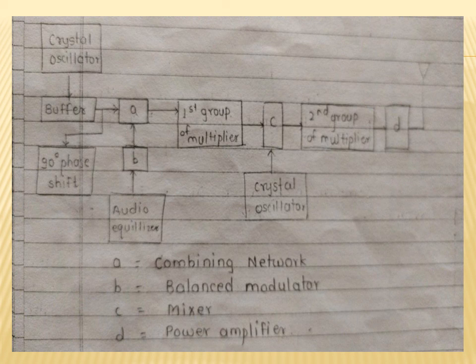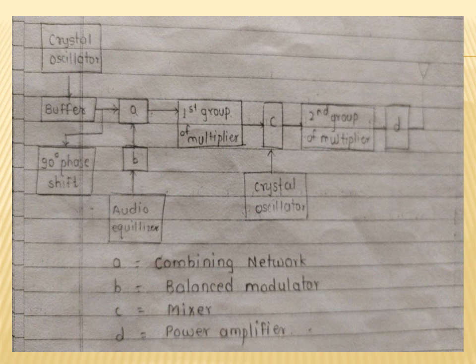Next one, an MSBT question which is given. Some blocks are missing, and the missing blocks are given the names A, B, C, D, and you have to write the names of A, B, C, D. So A is the combining network. B is the balanced modulator. C is the mixer, and D is the power amplifier. This type of MSBT question is asked.